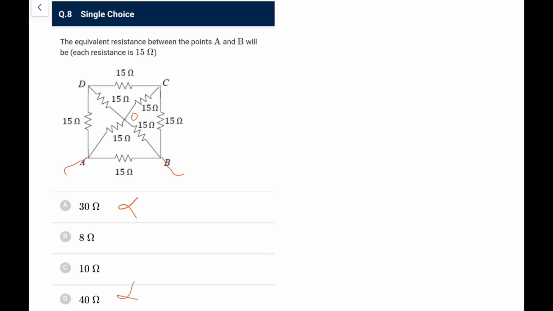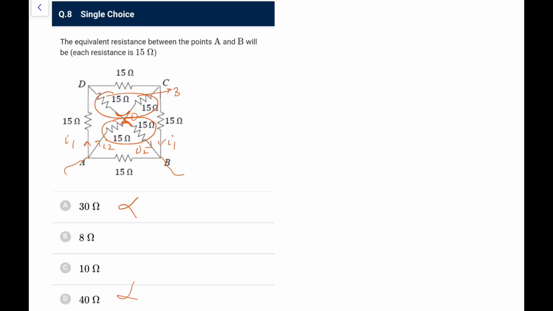Now due to the symmetry, what I can say, if I1 current goes here, I1 will go here. This is called input output symmetry. If I2 goes there, I2 will go there. That means at this junction no current will pass through, so you can open it up. So these 15 and 15 will be in series, these 15 and 15 will be in series.